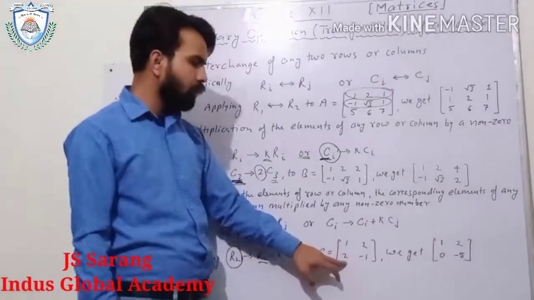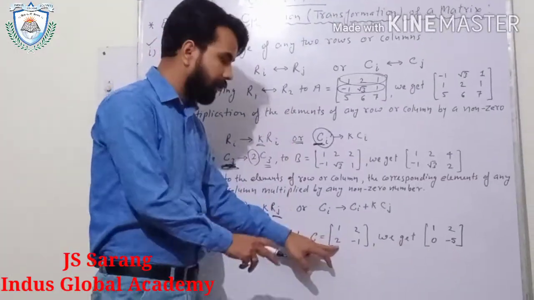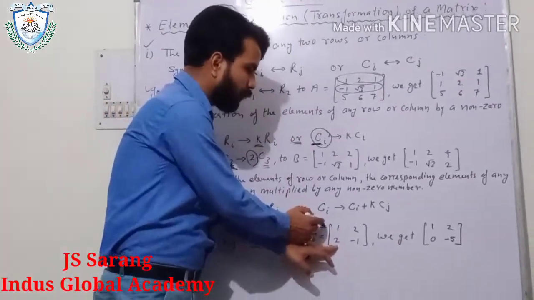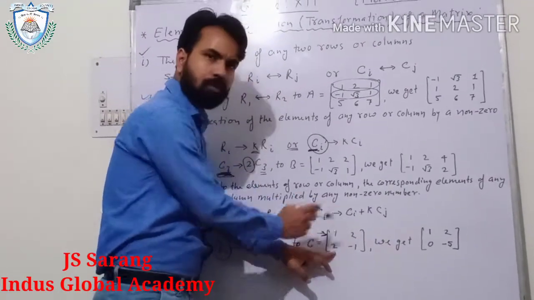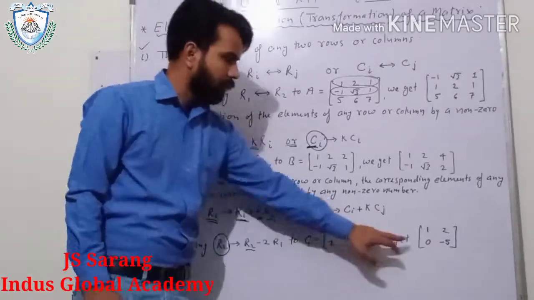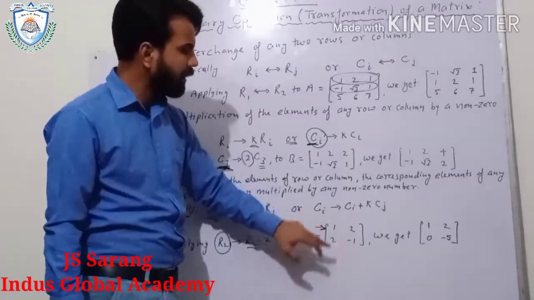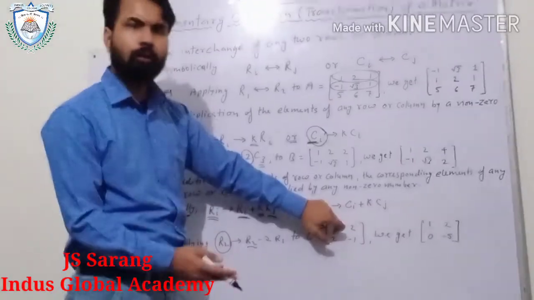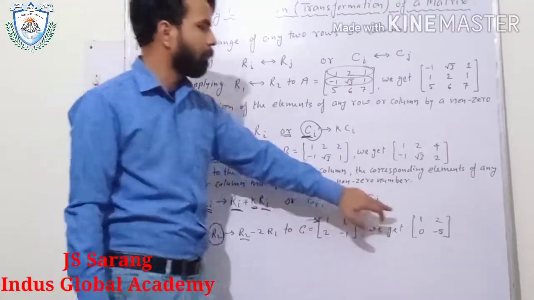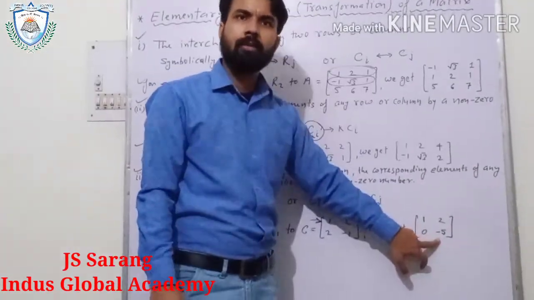So R2 becomes 2 minus 2R1. So we will have to multiply all the elements of the first row by 2. So 2 ones are 2, minus 2, we will get 0. Similarly, minus 1 minus 2 into 2, 2 into 2 is 4, so minus 1 and minus 4, that gives you minus 5.